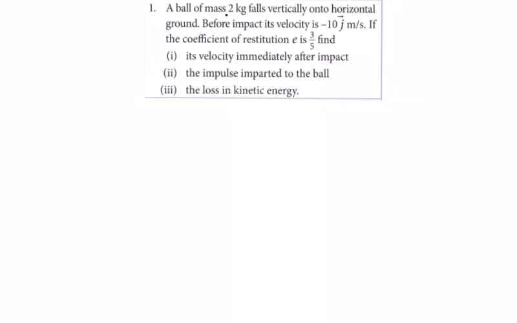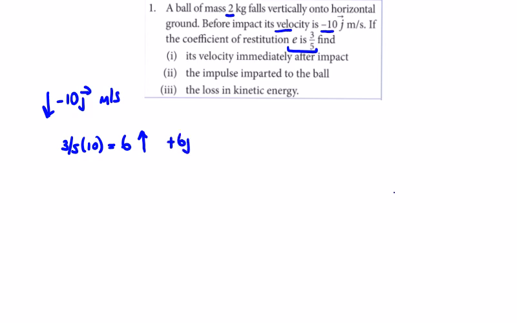In this question, a ball of mass 2 kilos falls vertically onto horizontal ground. Before impact, velocity is minus 10j in meters per second, and the coefficient of restitution e is 3/5. Find its velocity after impact. Well, we're going to get 3/5 of 10. If you want to do it the simple way, that's going to be equal to 6. It's going to go back up, so it's plus 6j, the velocity immediately after impact.